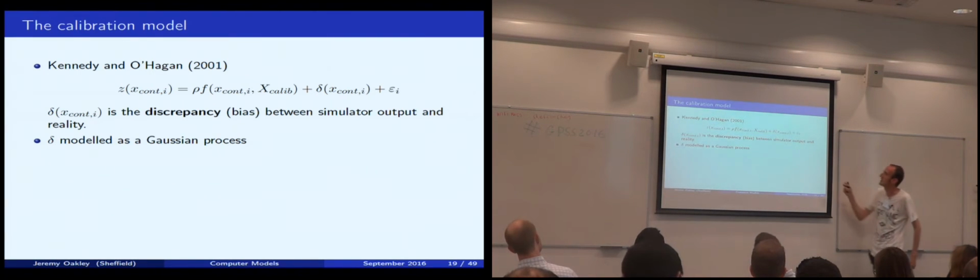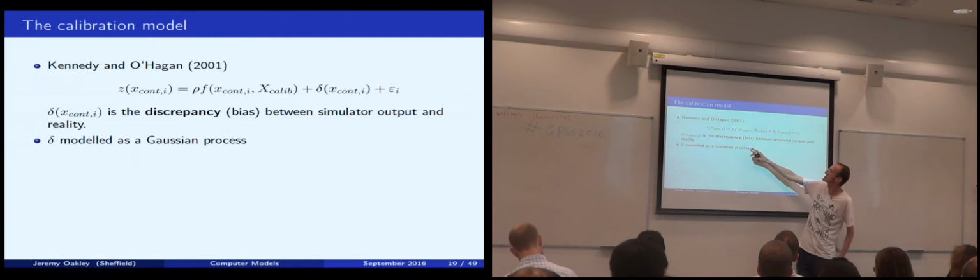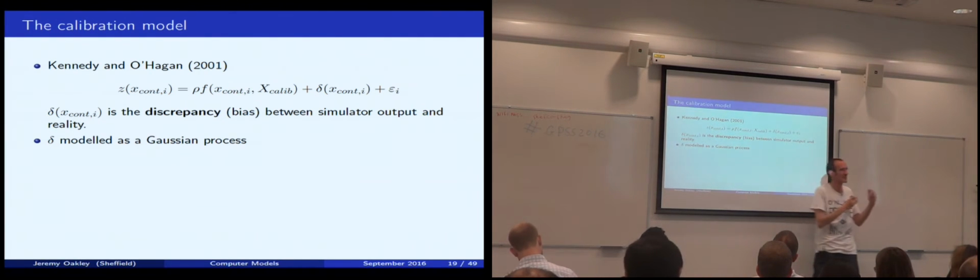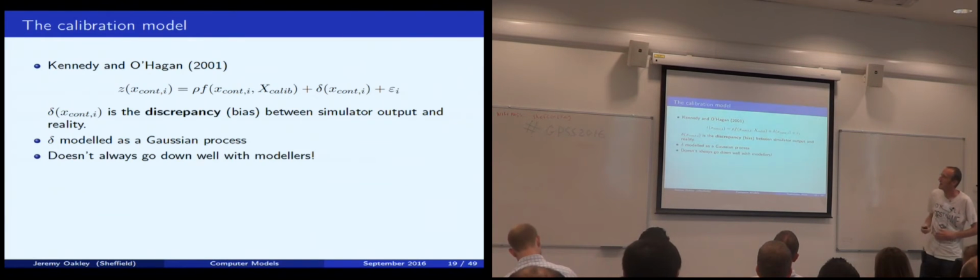Now, as it happens, we're going to model delta with a Gaussian process. And if f is computationally expensive, we've got another Gaussian process here. So again, lots of Gaussian process applications going on here.